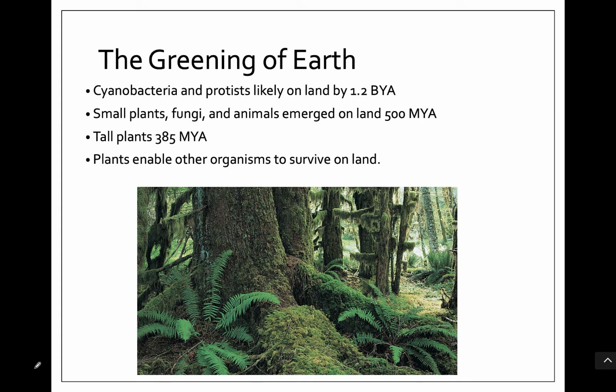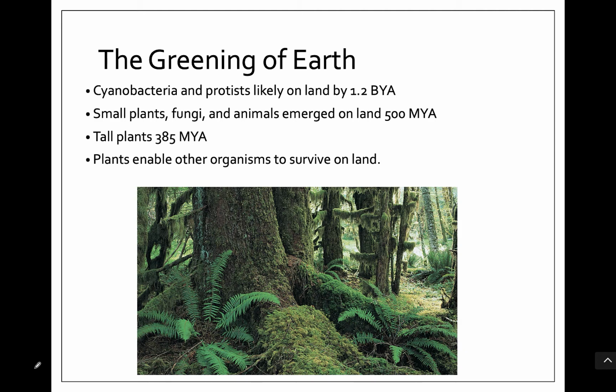Nowadays we find plants in every possible environment except for the most harsh. So we have plants that live on the tops of mountains, we have plants that survive in the middle of the desert, we can even find plants on the polar ice caps. We have plants nowadays like seagrass that live in the oceans and back in aquatic environments, but that's because they have moved from land back to the water.